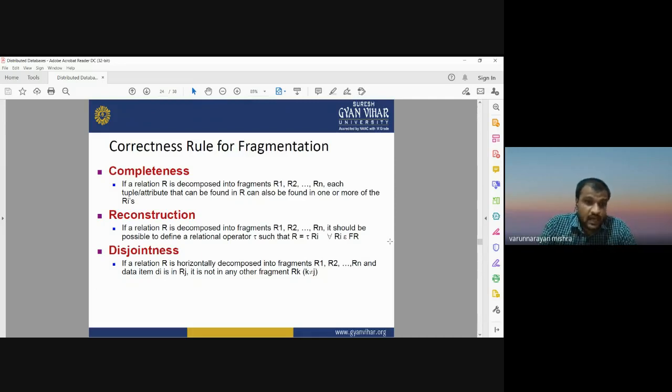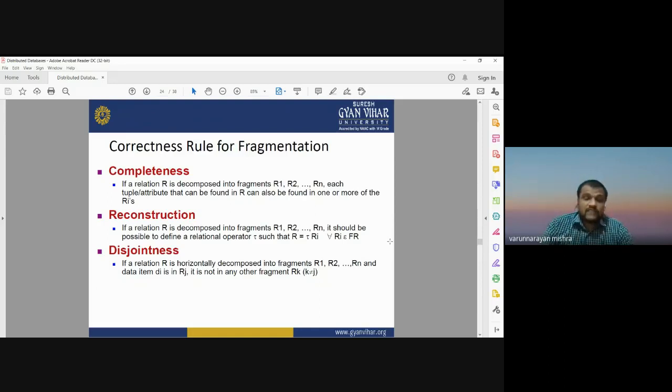If a relation R is decomposed into the fragments R1, R2, Rn, it should be possible to define a relational operator such that R is equal to the union of the Ri. Disjointness is the third kind of rule that is important for fragmentation. If a relation R is horizontally decomposed into the fragments R1, R2, and Rn, and data item Di is in Rj, it is not in any other fragment Rk, where k is not equal to j.